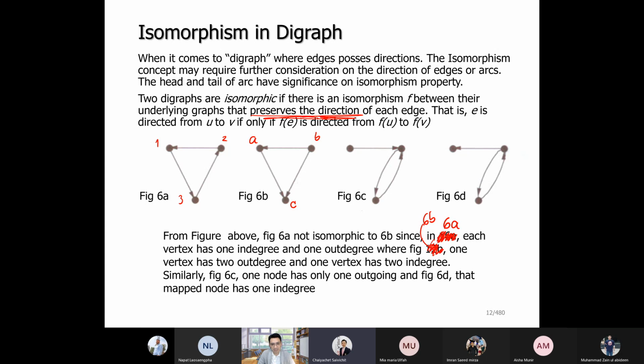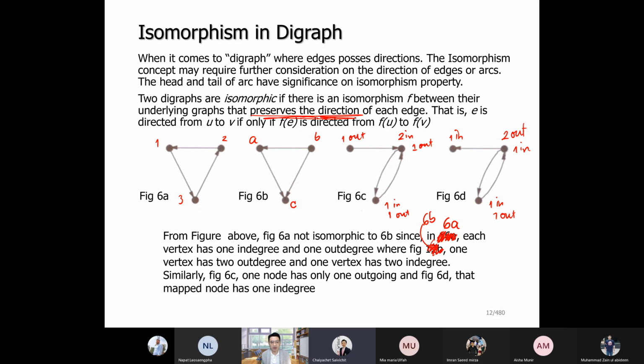6A and 6B: in 6A, each vertex has 1 in-degree and 1 out-degree, whereas in 6B, one vertex has 2 out-degree and one vertex has 2 in-degree. Similarly for C and D, you can spot it. In this one, 2 in, 1 out. And 1 in, 1 out. This is 1 in, 1 out. This one is 2 out, 1 in, which is completely different from C. So 6C and 6D are not isomorphic.